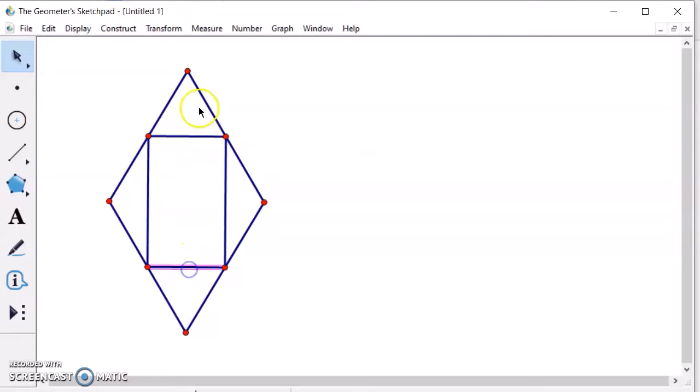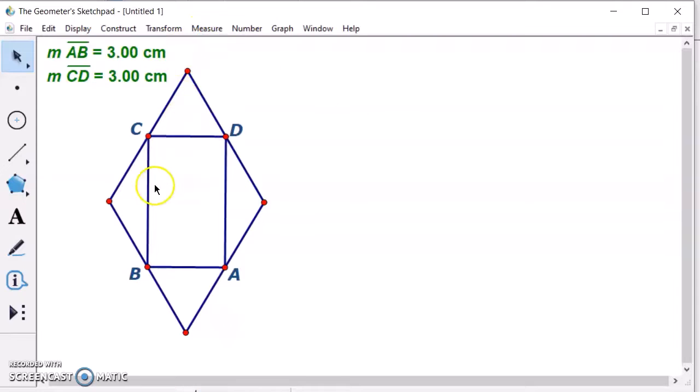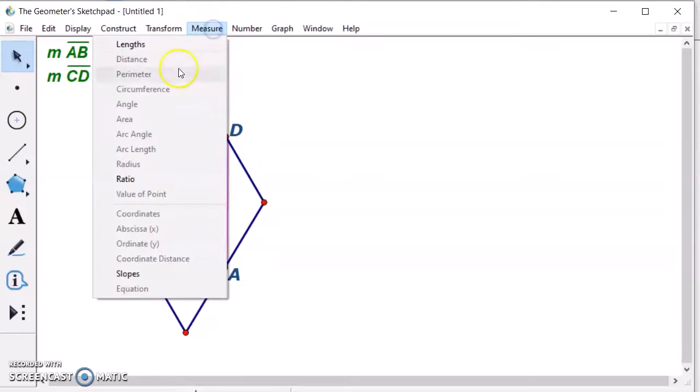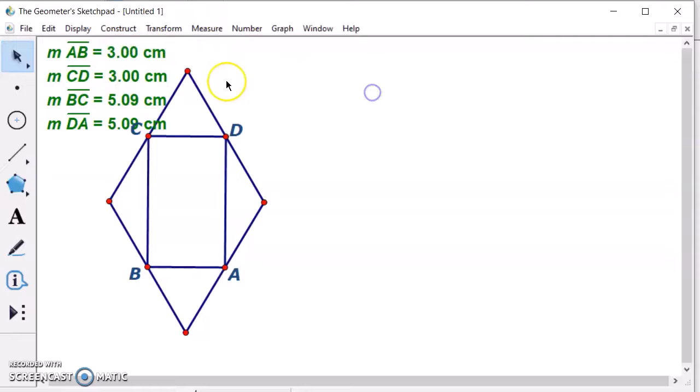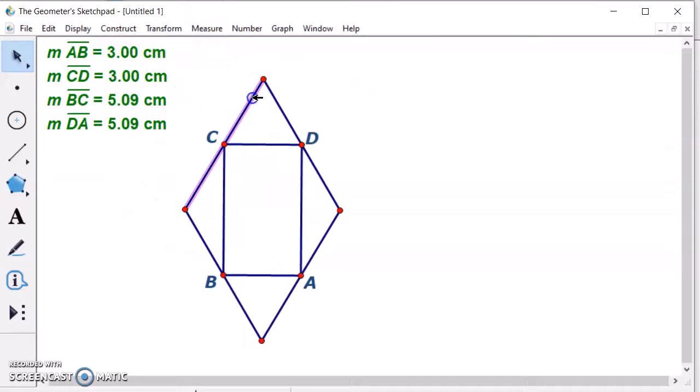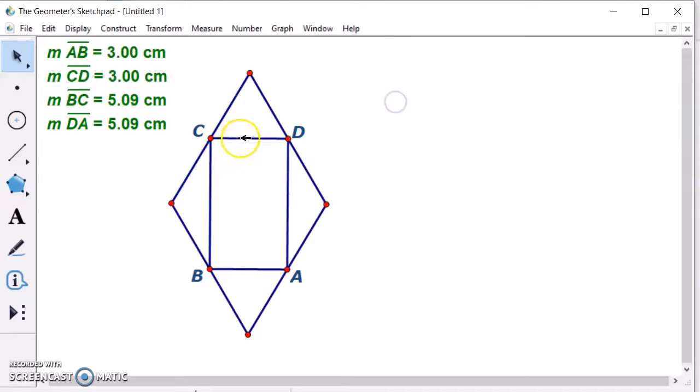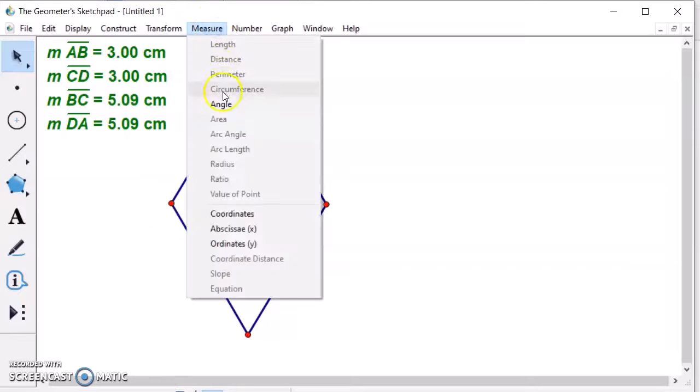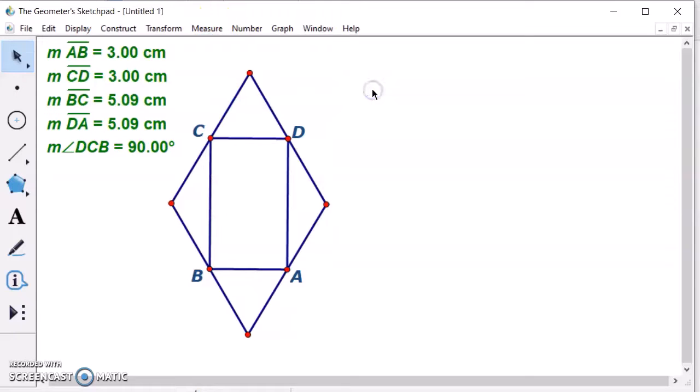Now this is an interesting figure. And if we measure the lengths of the opposite sides, what do we notice? Should probably pick this up and move it a little bit. What about that angle there? What do we notice about that? So what shape is that?